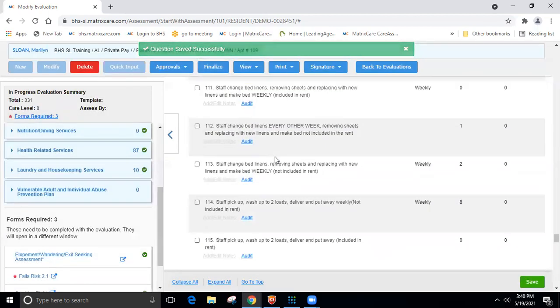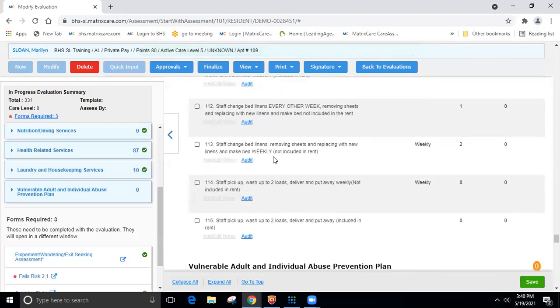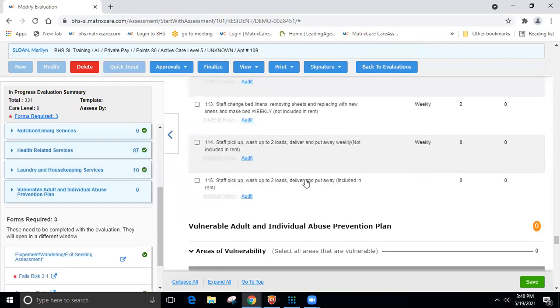Okay. And then laundry, you need to refer to your marketing material for your laundry. It really is important because some people have it included in the rent and some people have it not included in the rent. And then you would pick if we change their bed linens weekly or bi-weekly, do we do their laundry? And they have 8 points for that, or is it 0 points?